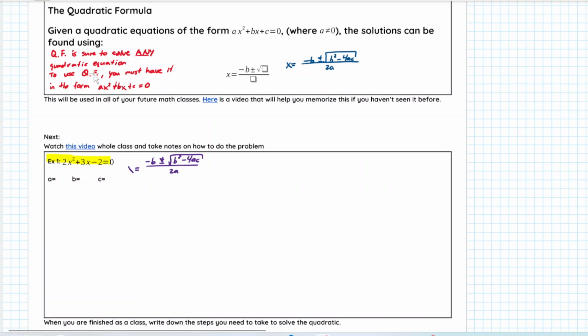To use the quadratic formula, you must have the equation in the form ax squared plus bx plus c is equal to 0. If it's not in this form, you cannot use the quadratic formula. You can get it to this form, but you still need to have it in this form. And this is just the quadratic formula. So that's the quadratic formula, and it works for any quadratic equation if you use it correctly. It's just a tool.